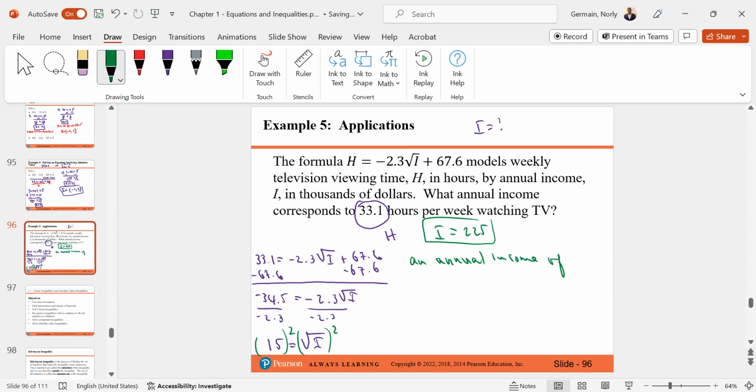So an annual income of, because they said in thousands of dollars, $225,000 corresponds to 33.1 hours per week watching TV. Okay, watching TV.